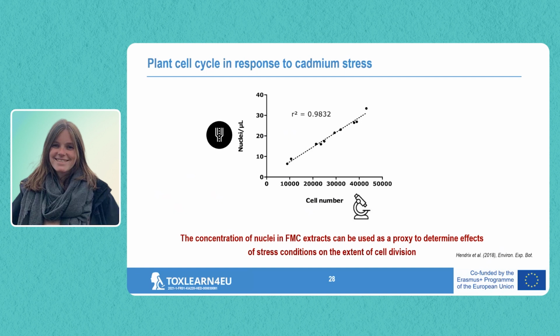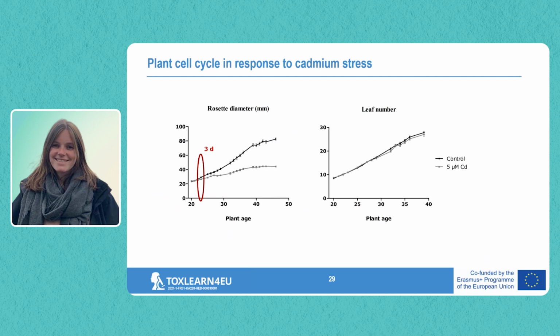Still, doing the microscopy is still the golden standard. Then you really visualize the cells. You can see how many cells there are. You can see their size. But we're doing the flow cytometry anyway to check on endoreplication. So this is a very nice additional parameter that we can include. So these were the results after 3 days of cadmium exposure.